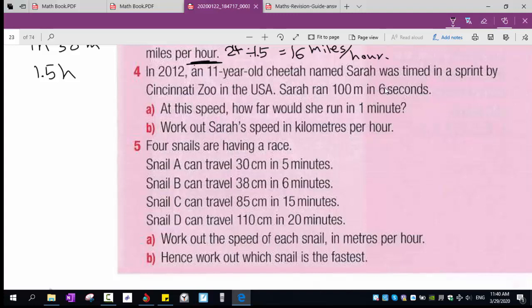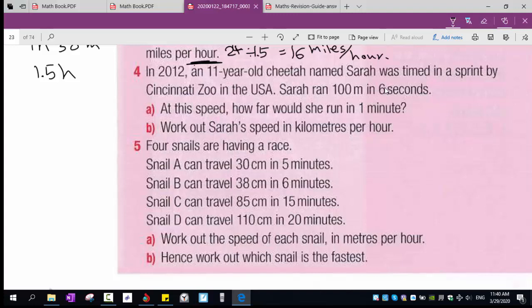In 2012, an 11-year-old cheetah named Sarah was timed in a sprint by Cincinnati Zoo in the USA. Sarah ran 100 meters in 6 seconds. Part A. At this speed, how far would she run in 1 minute?